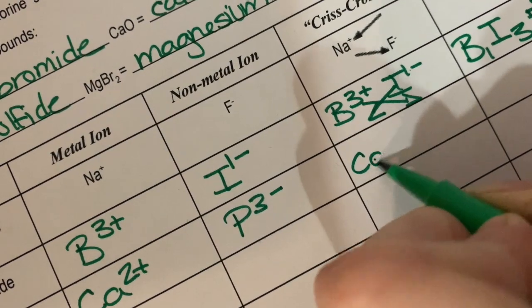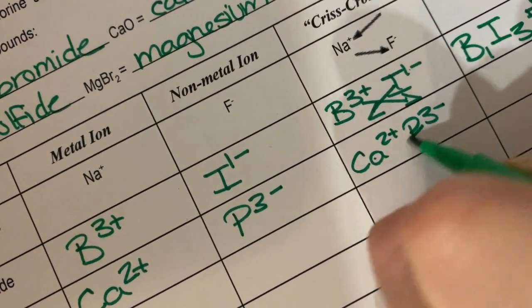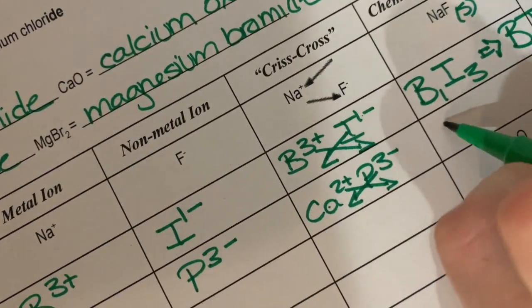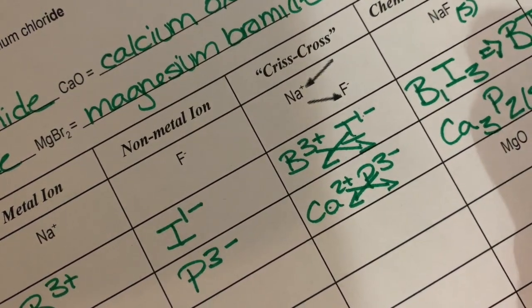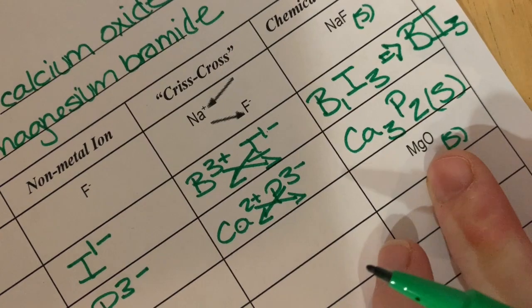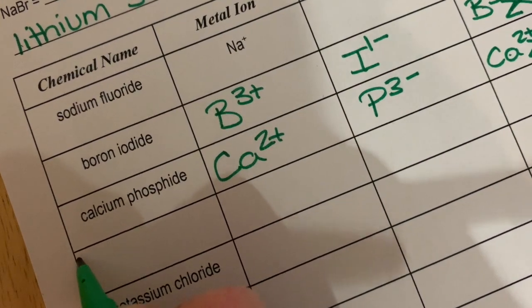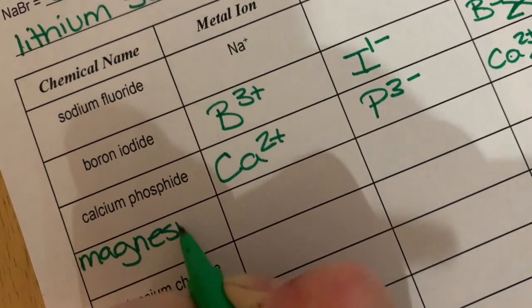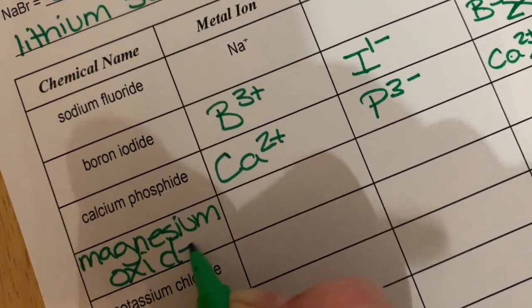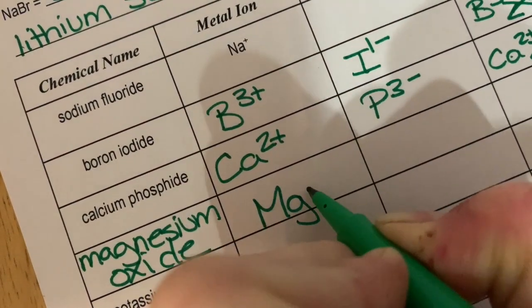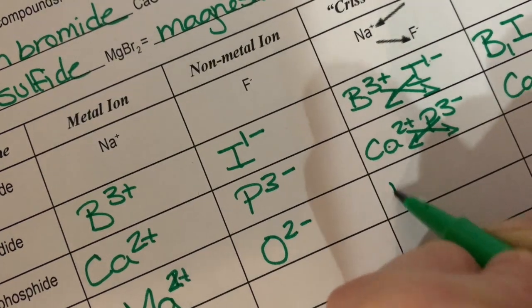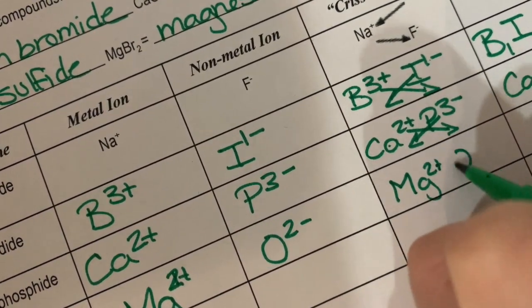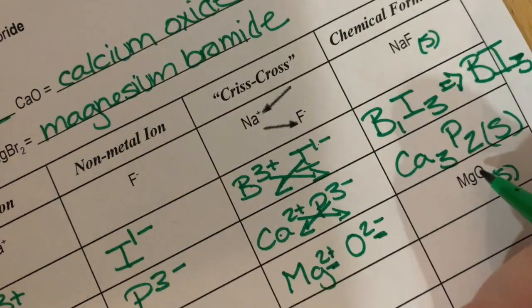Do our crossover, Ca2+, P3-. So here we're going to bring down our charges. So we will get Ca3P2 solid. Here on this row, they've given us MgO. So we're going to have to go back all the way over here and go Mg is magnesium, oxide, which is Mg 2+, O2-. And then those charges balance. And because they balance, we don't have any subscripts here.